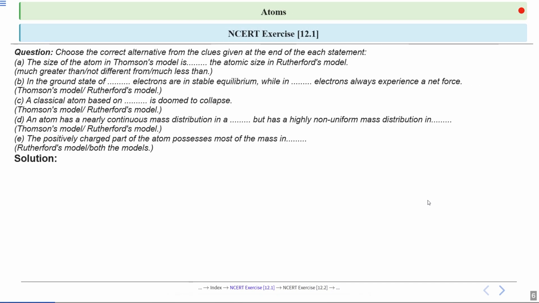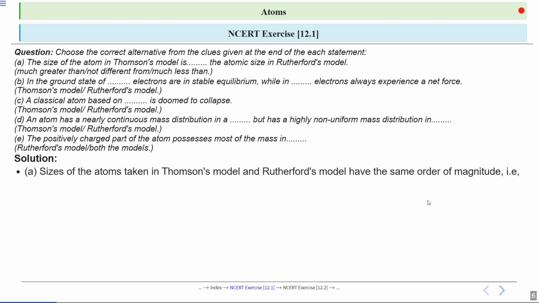So let's look at some key differences between Thomson's and Rutherford's model of the atom. You have to choose the correct alternative for each statement, and then we will discuss the answers. Pay attention to the clues at the end of each statement. They will help you to think about the properties of each model. Let's start with part A.